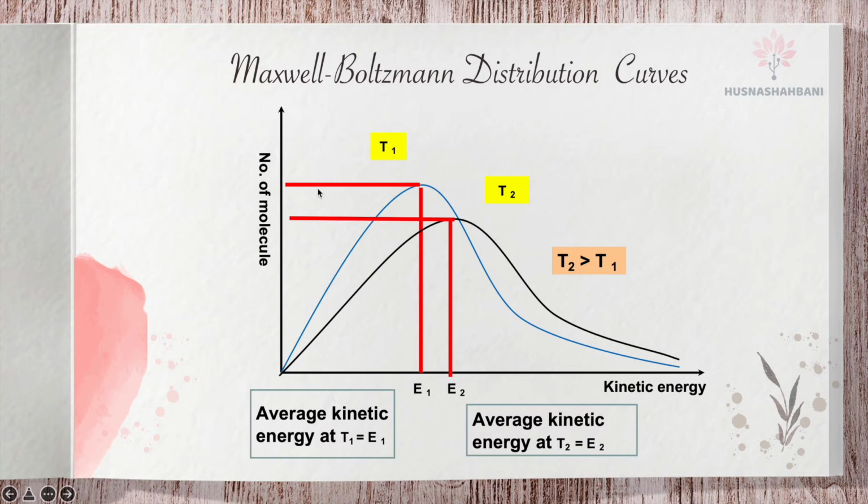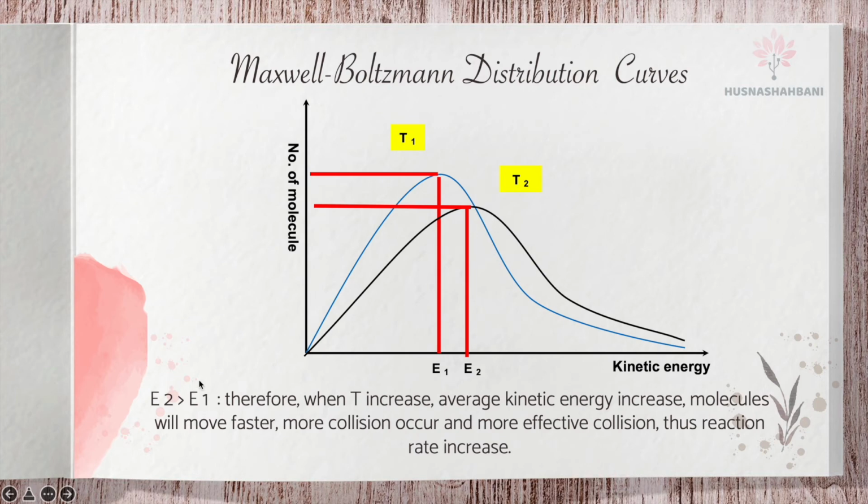For this one, it shows the number of molecules on the y-axis and kinetic energy on the x-axis. So the average kinetic energy at temperature 1 is equal to E1. Here, the average kinetic energy for temperature 1, we take for this one. And then the average kinetic energy at temperature 2, this curve, is E2. Note that temperature 2 is higher than temperature 1. The E2 is higher than E1. Here, E2 for temperature 2 is higher than E1 for temperature 1.